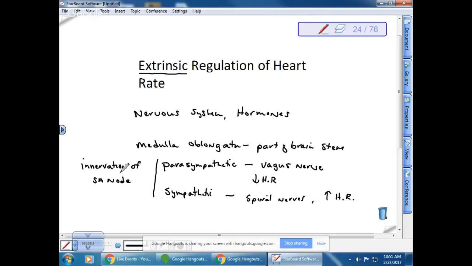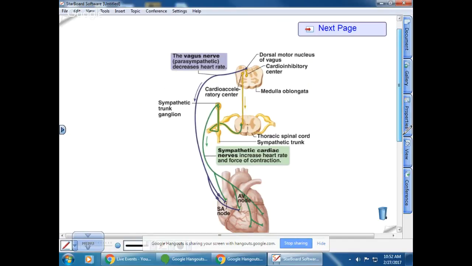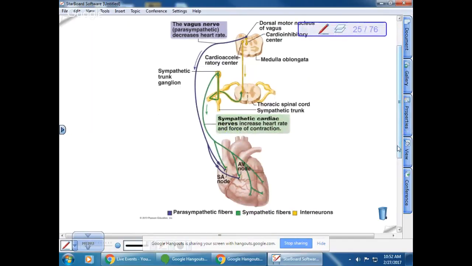So in your book, they have a picture of this. Here we see in green the sympathetic, I believe. Yeah, sympathetic is in green. Notice it innervates both the SA node and the AV node, but that innervation of the SA node is what's going to change the rhythm. And then the vagus nerve comes down and also innervates it.